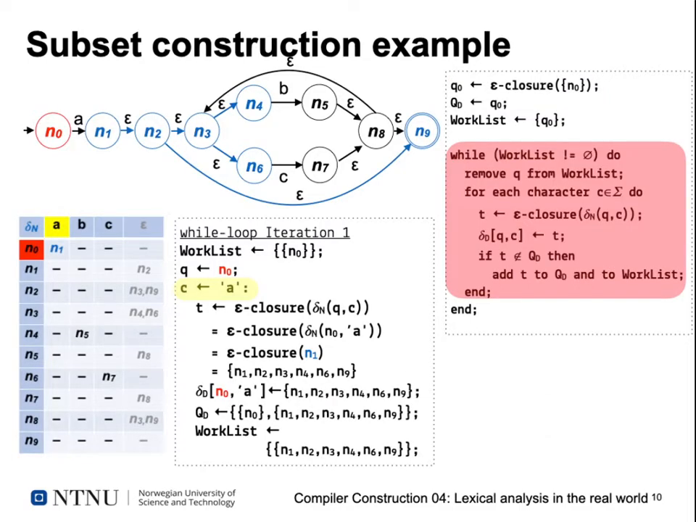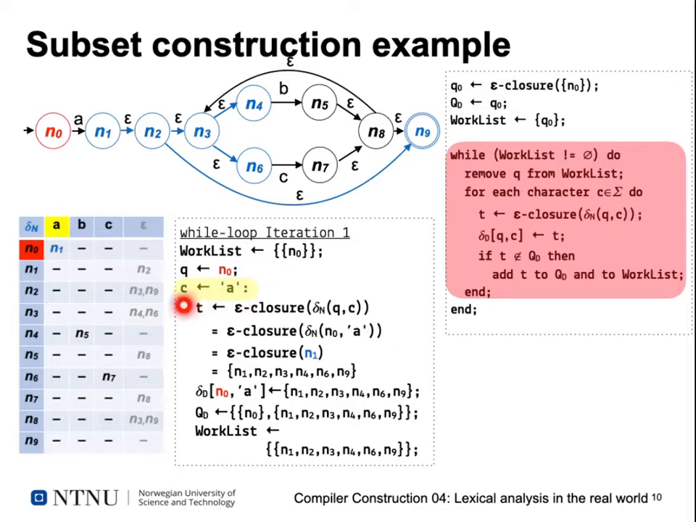So now let's go through the loop. While our work list is not empty, and we've seen it wasn't empty because we had N0 as the state in our work list here, we first remove the element from our work list. So we remove N0 from our work list and put it into Q. And then for each character in our alphabet, we go through our for loop here.